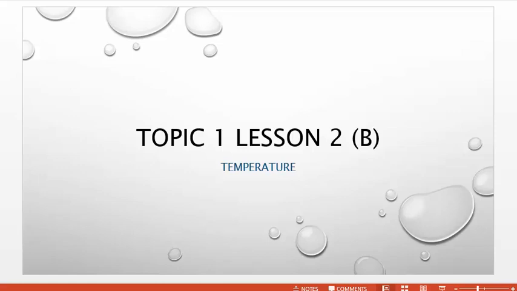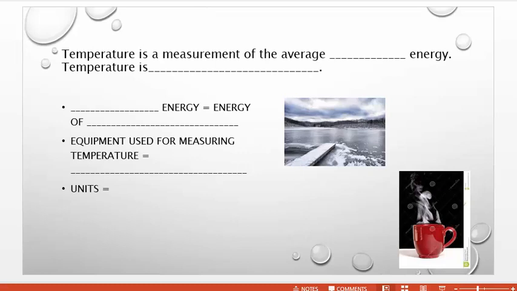Topic 1, Lesson 2, second section of this lesson will be on temperature, and this will be a very short podcast. We'll be talking about what temperature is and how to actually make a thermometer and what temperature is not as well. So temperature is a measure of the average kinetic energy.